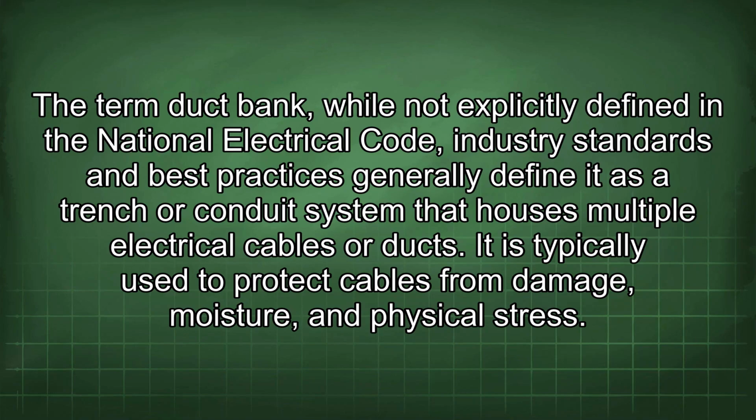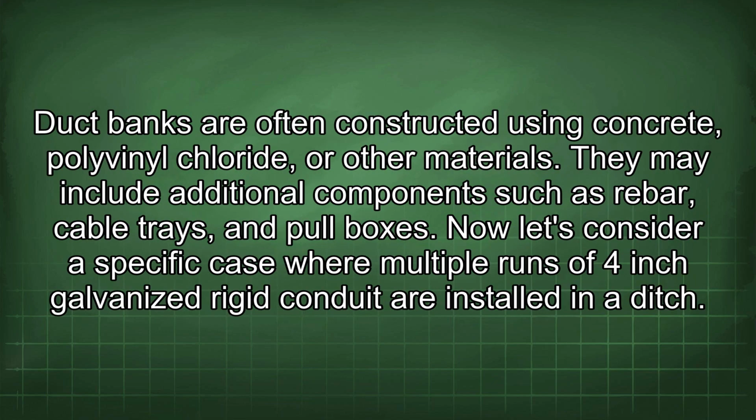The term duct bank, while not explicitly defined in the National Electrical Code, industry standards and best practices generally define it as a trench or conduit system that houses multiple electrical cables or ducts. It is typically used to protect cables from damage, moisture, and physical stress. Duct banks are often constructed using concrete, polyvinyl chloride, or other materials. They may include additional components such as rebar, cable trays, and pull boxes.